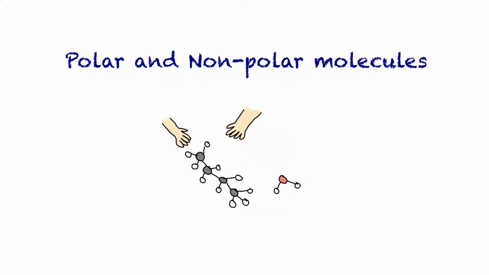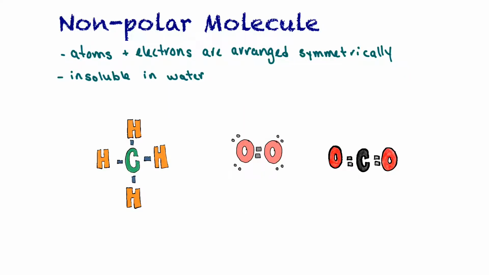In this video, we're going to learn about polar versus nonpolar molecules, and we'll learn how to identify whether a molecule is polar or nonpolar. A nonpolar molecule is a molecule where the atoms and the electrons are arranged symmetrically in the molecule, and it makes the molecule insoluble in water.